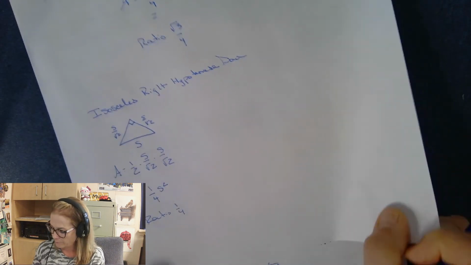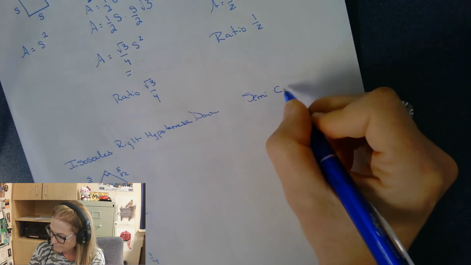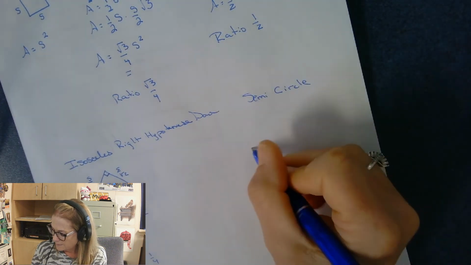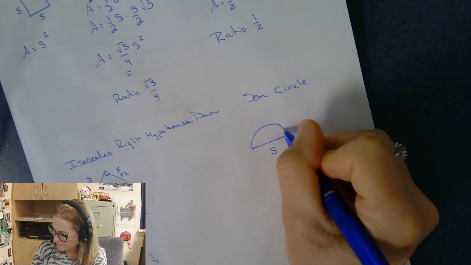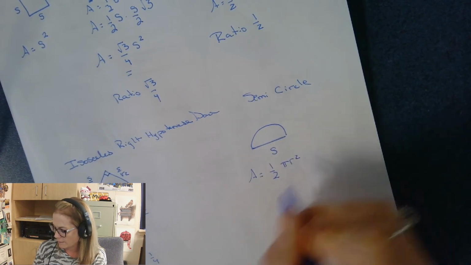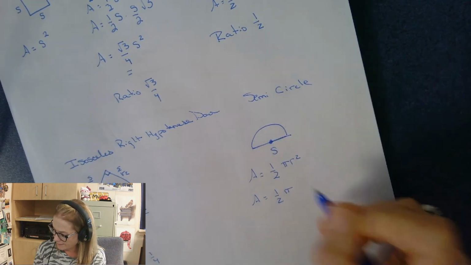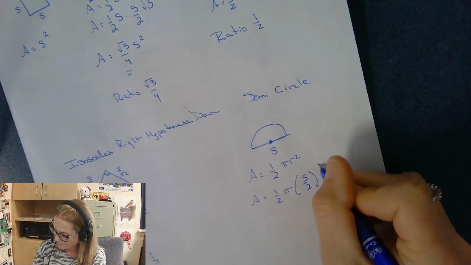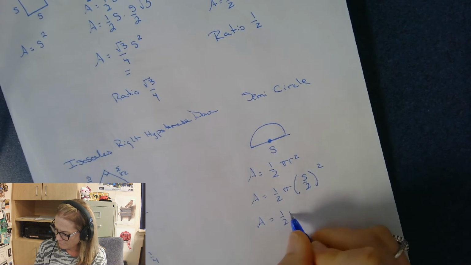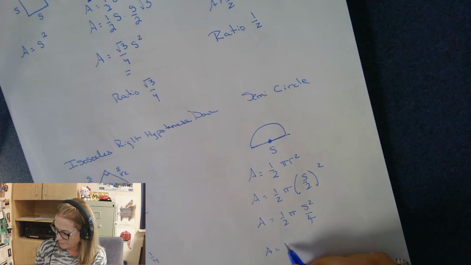And then another common one is your semicircle. So there's s. Okay, and so what's this formula? Well, it's 1/2 pi r squared. Okay, so r is going to be half of s. And so that is 1/2 pi s squared over 4. And so what is that in comparison to the square? Pi over 8 s squared. So the ratio for a semicircle is pi over 8.